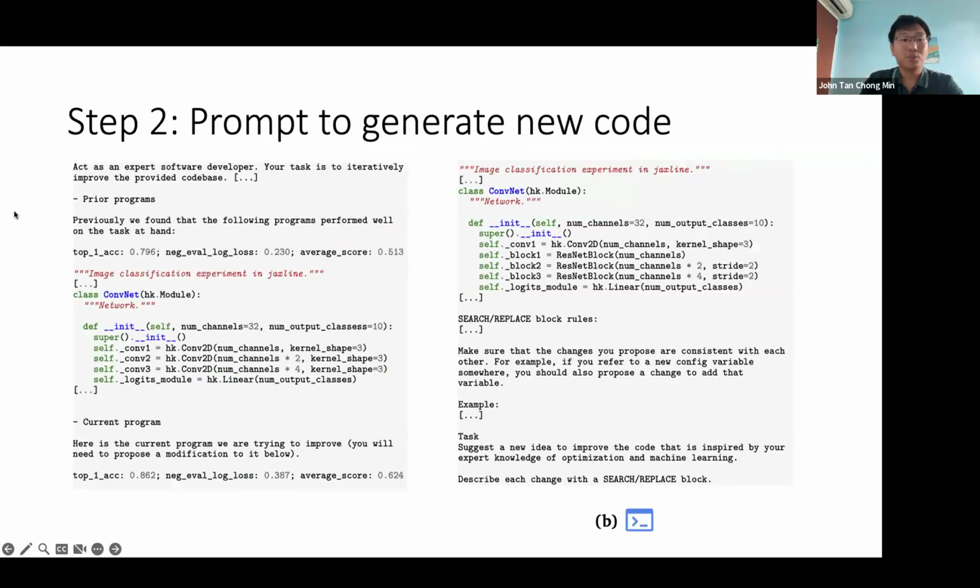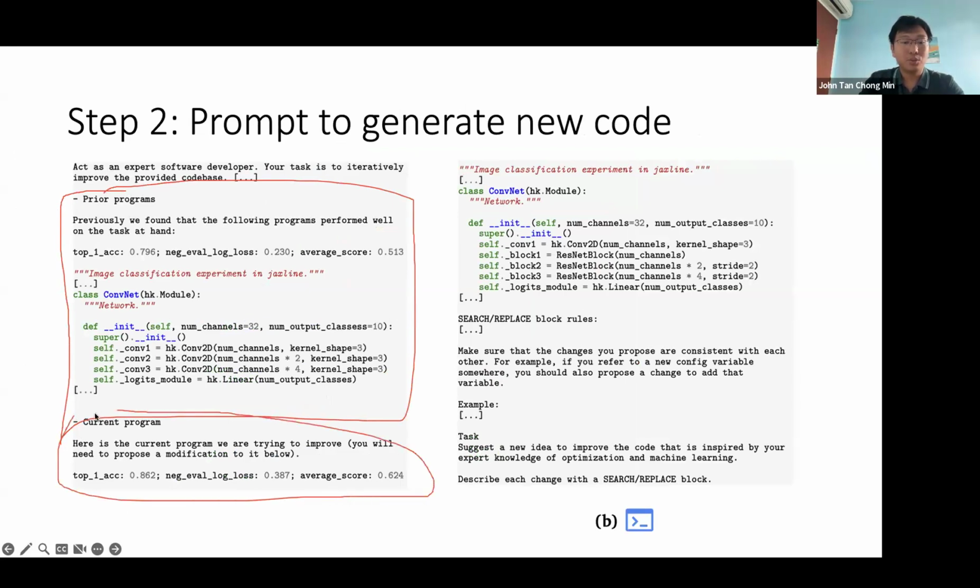Next, use the prompt to generate the new code. So we give you all the past programs, all right, that are good. Give you the current program that is something that you want to evolve from. All right. So you give it some context. So I've done this in the AlphaEvolve that I've created as well. And then after that, this is the current code, right? So your task here is to create a new idea to improve the code, okay? And describe each change with a search replace block. So this is the code evolution.